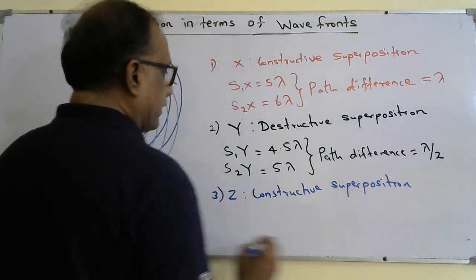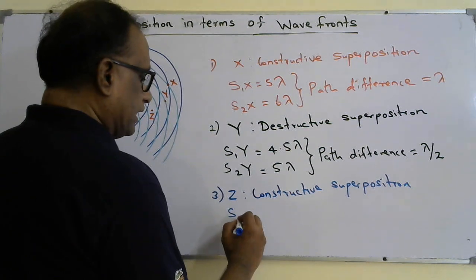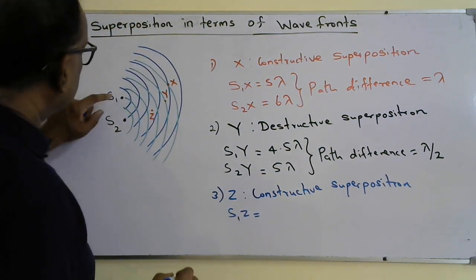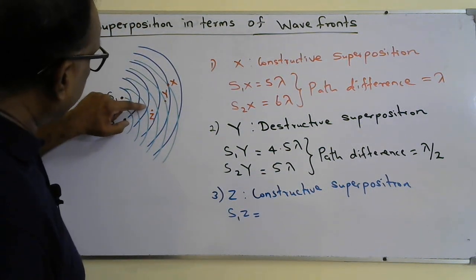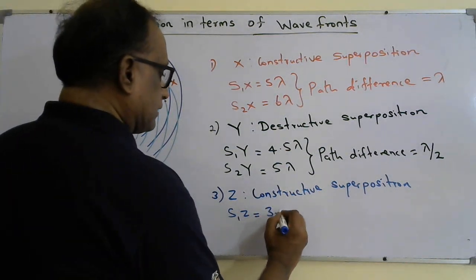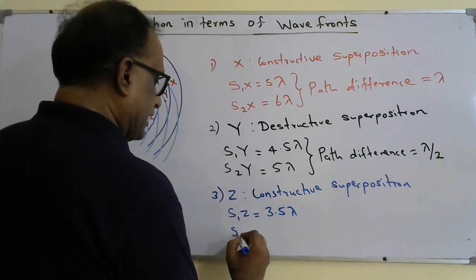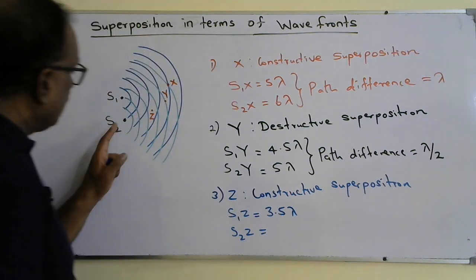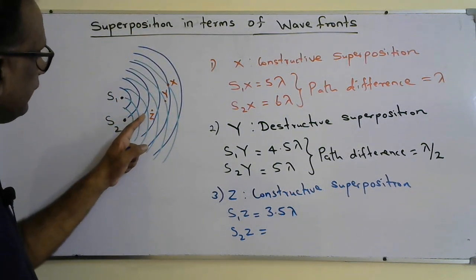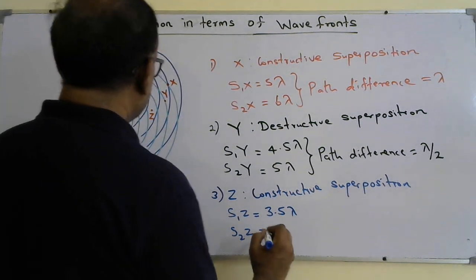So we'll find the path difference. S1Z will be how much? Lambda, 2 lambda, 3 lambda, 3.5 lambda. And S2Z, how much? Lambda, 2 lambda, 3 lambda, 3.5 lambda.